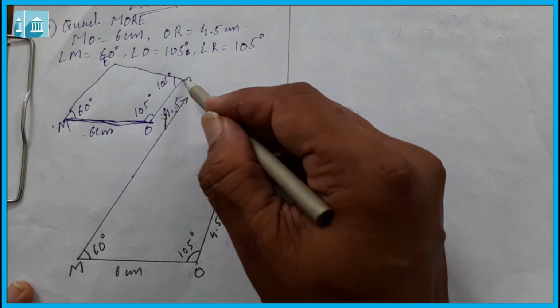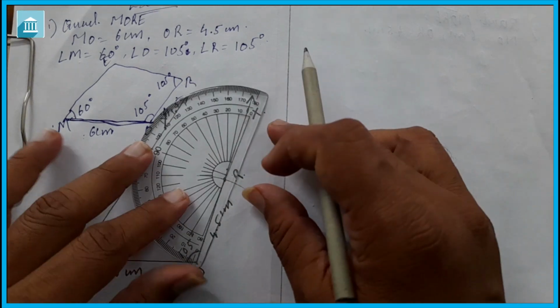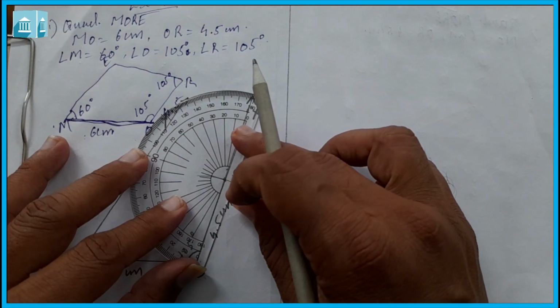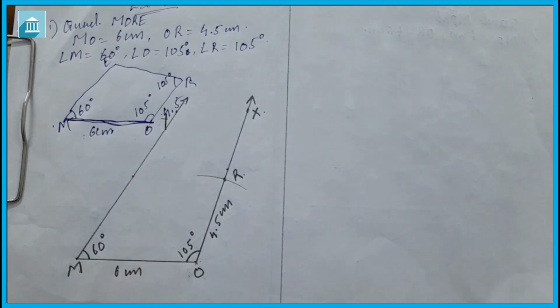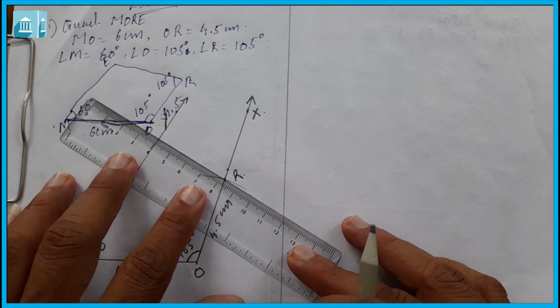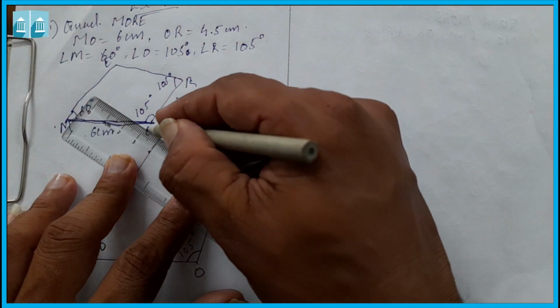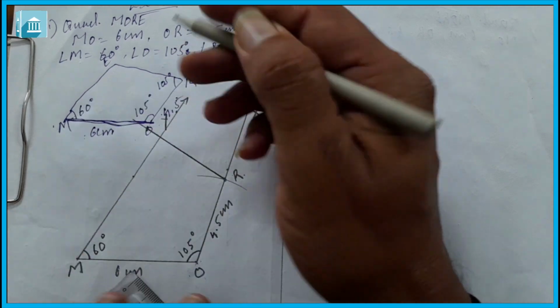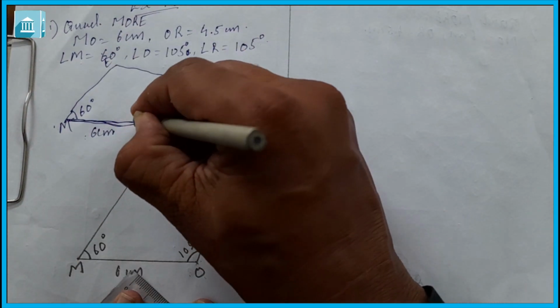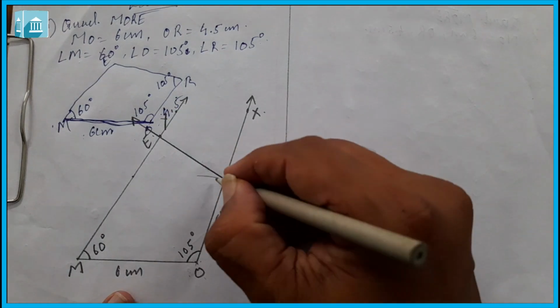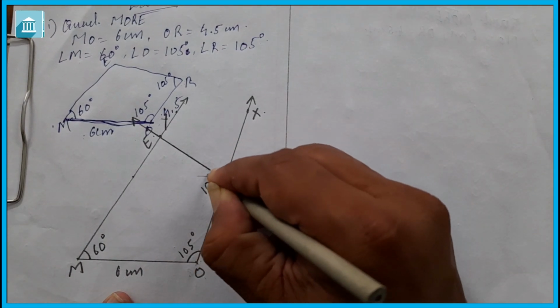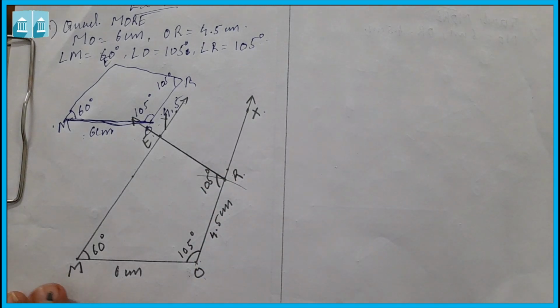Another thing is given, angle R. So by keeping this here, we need to draw one angle like this here, which intersects MY at E. So this is again our 105 degree, and this quadrilateral MORE is our required quadrilateral.